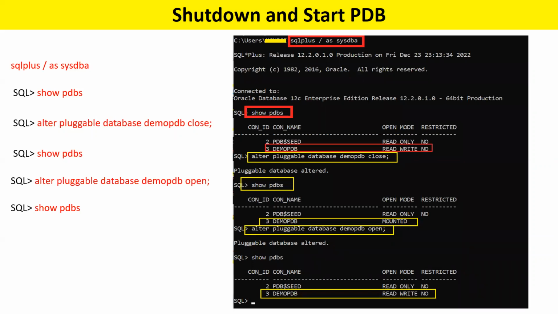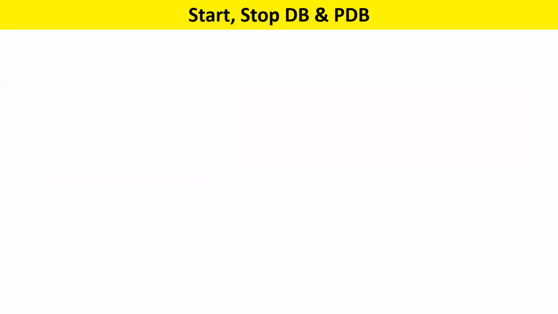Now to read and write to your database, you have to run the command alter pluggable database and then the name of your database or your PDB and then open. So again, you can check the status. Now it will be in the read and write mode. So this is how you can start and stop your PDBs.